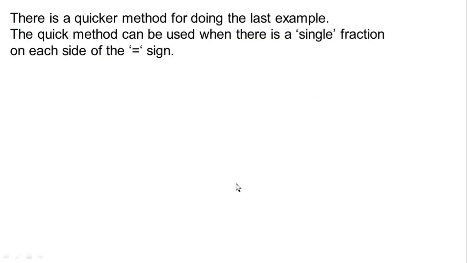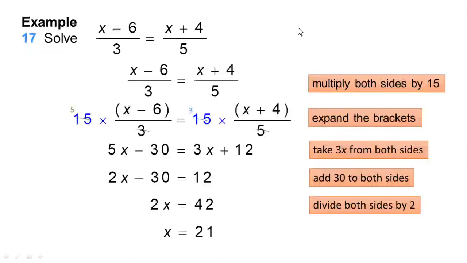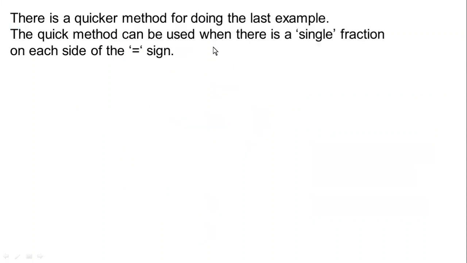Next example. Oh, by the way, there is a quicker method for doing the last example. The quicker method can be used when there is a single fraction on each side of the equal sign. So take note, this quicker method can only be used when there is a single fraction. So let's go back to that single fraction. You will see this is a single fraction, and on the right side is also a single fraction. If there are two fractions over here, for example, (x plus 4) over 5 plus 6, I cannot apply the quicker method.